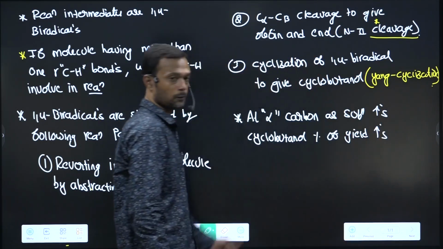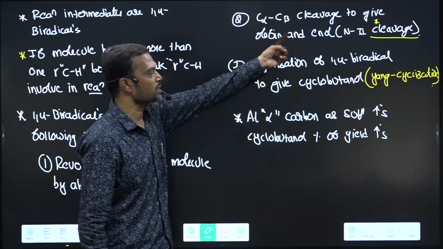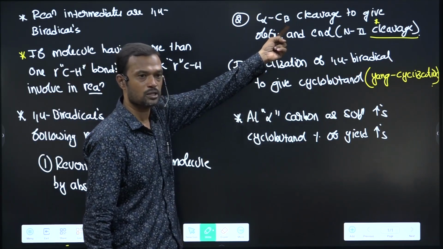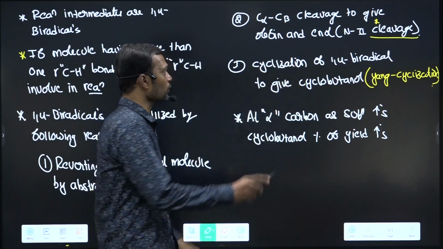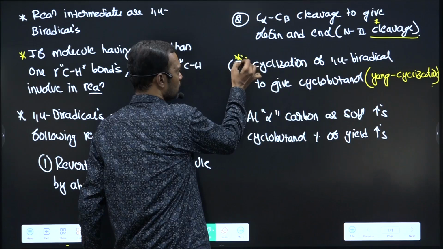Only this point is important. If you want to get this, this is major, always, every time. Norrish II cleavage is major. This is minor. But in your exam they will ask this one only. Even though it is minor, they will ask this one.